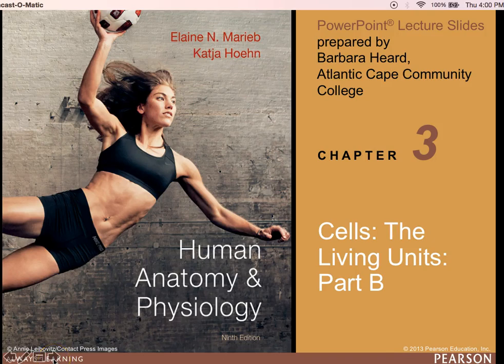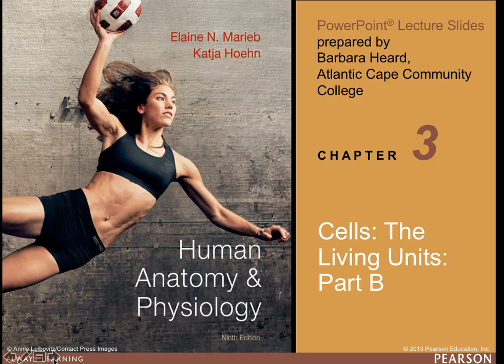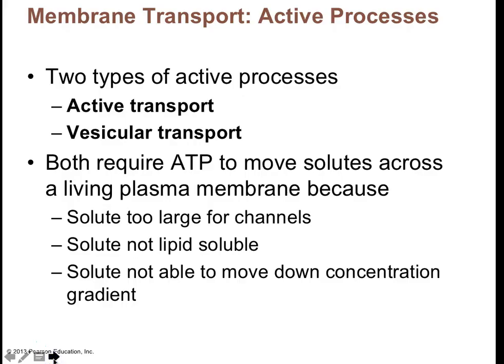And now we are in Chapter 3, the second part, Part B, which is going to go into the active processes that are going to require energy, and in some cases, a plasma membrane receptor. Okay, so for the active processes, we're going to be talking about active transport and vesicular transport.